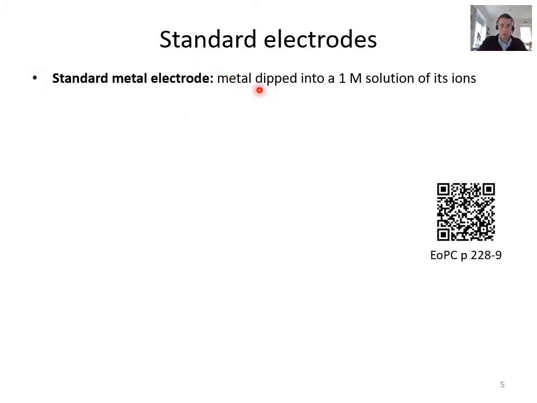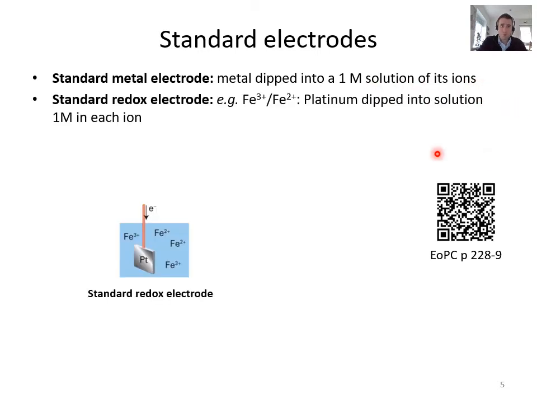This would be copper metal in this case, or zinc, or indeed any metal that's participating in the redox process, dipped into a 1 molar solution of its ion, and this is where the standard conditions come into play. So, in the case of copper, that would be copper 2+, of course.